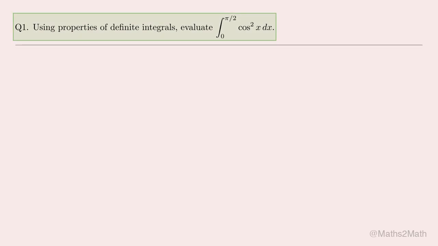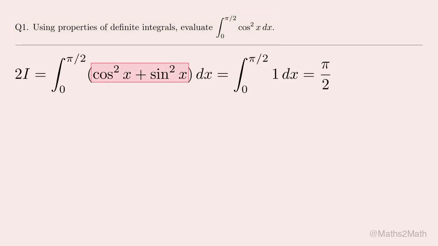Question 1. Cosine squared, but now by the reflection property rather than identities. Swapping x for pi over 2 minus x turns cosine into sine. By the property, I also equals the sine squared integral. Adding the two forms gives the integral of 1. So I is pi over 4.